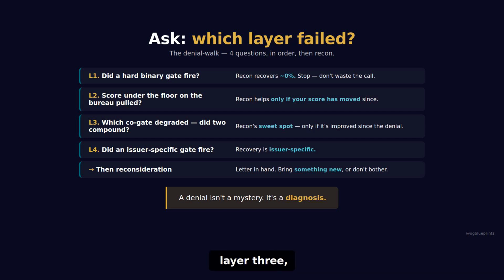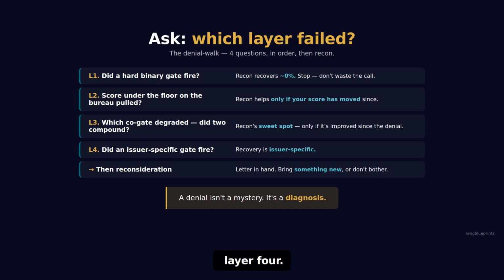3. Layer 3. Which soft code gate degraded, and did 2 of them compound? This is recon's sweet spot, but only if the code gate has since improved. Paid your utilization down between the denial and the call? That's the highest leverage recon you'll ever do.